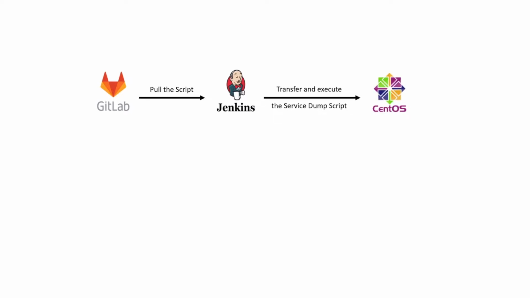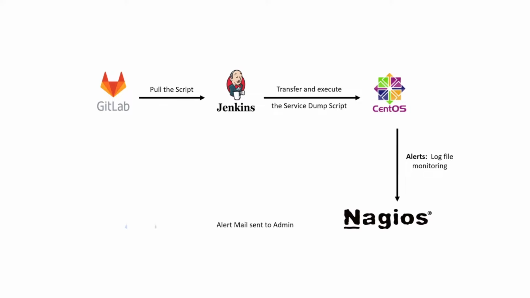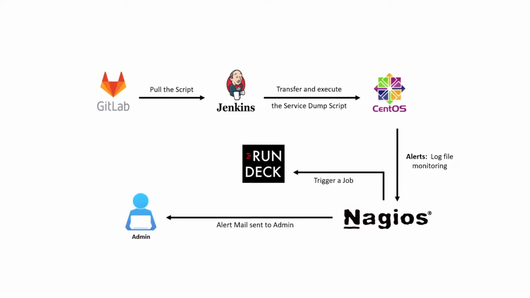After a few minutes, the log file is parsed by Nagios for terminated process and an alert message is shown on the Nagios dashboard for the Linux node. Now an alert mail is sent to the admin user and Nagios will trigger the Rundeck job. In the next stage, the Rundeck job will execute a script to restore the terminated process on the Linux machine.